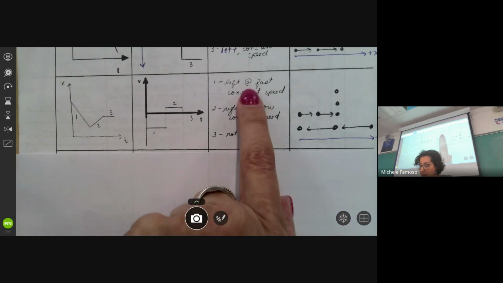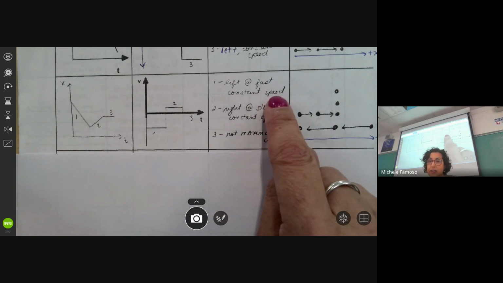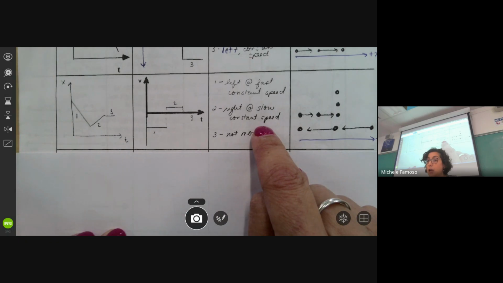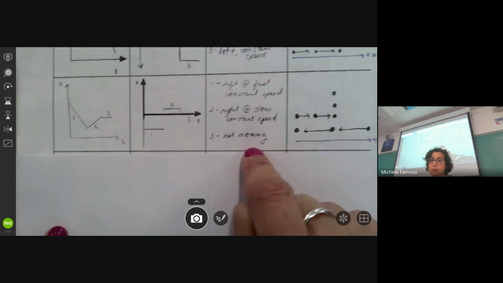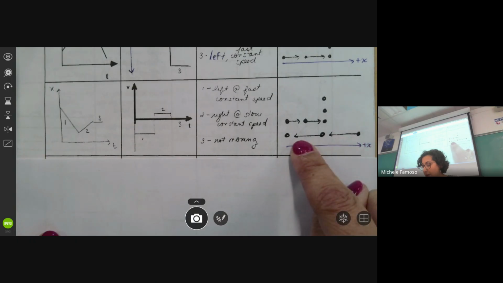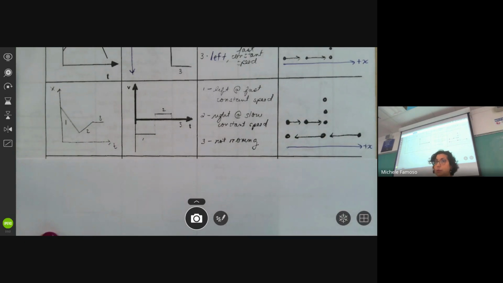So now, what does line 1 mean? Line 1 is traveling to the left with a fast constant speed or velocity. Number 2 is traveling to the right with a slow constant speed or slow constant velocity. And number 3 is not moving. It's at rest. So again, the motion map, number of dots doesn't matter, but I should see arrows to the left that are longer than the arrows to the right, and then several dots stacked to show no motion.